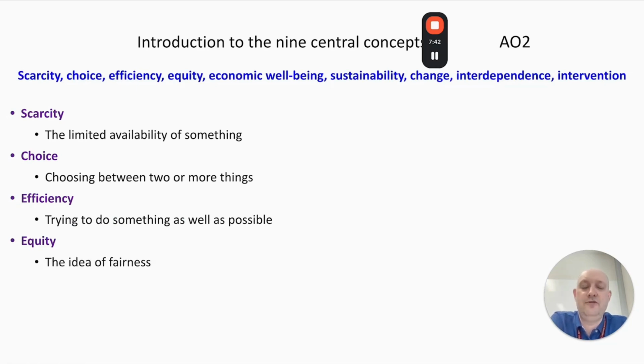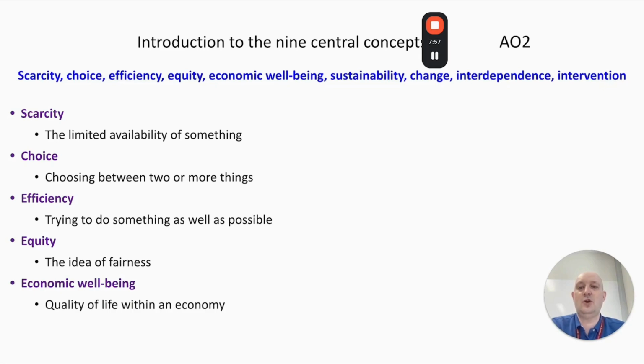Equity is related to fairness. One thing we'll see is it's almost impossible to be fair to everybody. Whenever a government or someone makes a decision, it's probably going to benefit someone and someone else is going to lose out. So how do we judge that issue of fairness? Economic well-being is quality of life within an economy, so having lots of money, having a job, etc.